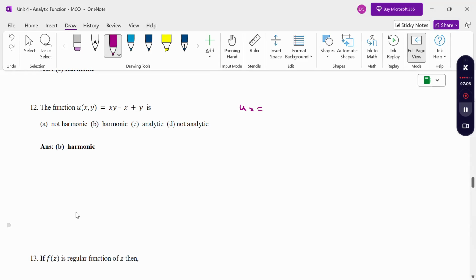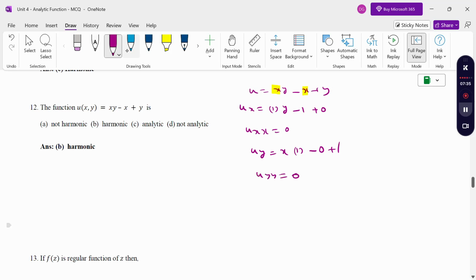Consider u equal to xy minus x plus y. Now differentiate with respect to x. Here x is the variable, so ux equals y minus 1 plus 0. Then uxx is 0. Then for uy, x is constant and y differentiation is 1, so uy equals x plus 1 minus 0.